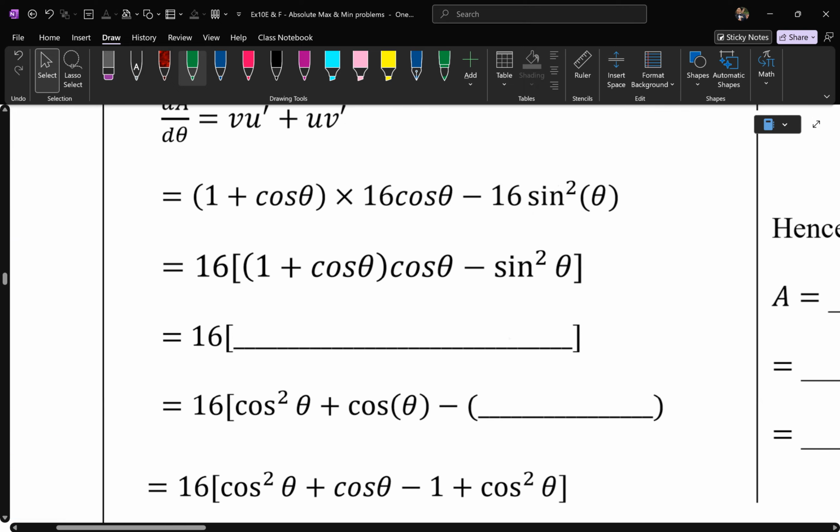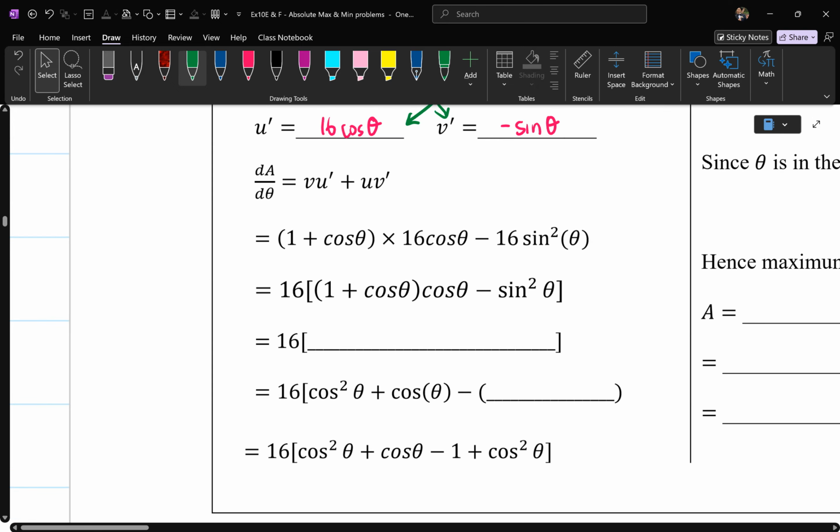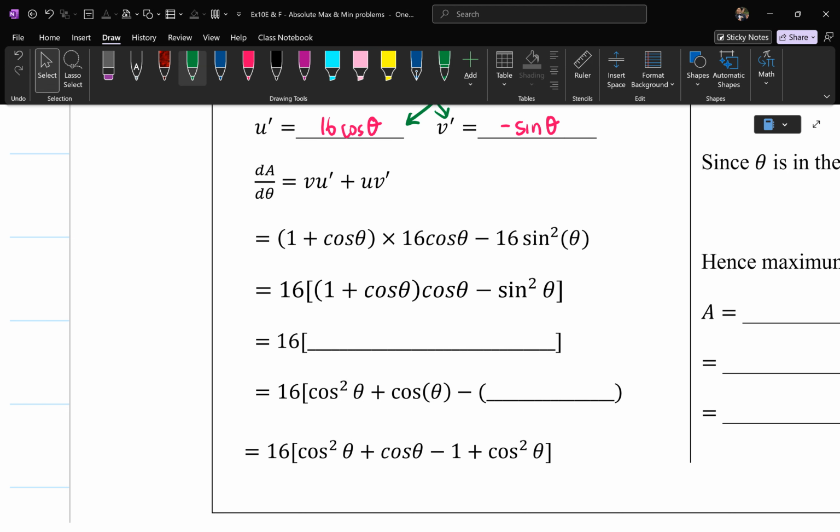All right. So from here, put it all into the equation. We multiply them together, and what I noticed is that they both have a 16. So I took out 16 as a common factor. So you're left with 1 plus cos theta times cos theta, and the other one is sine squared theta. I use square brackets to separate from the double brackets, so it's less confusing.